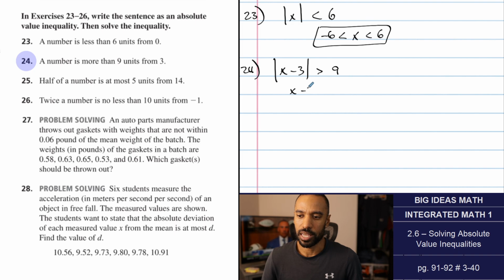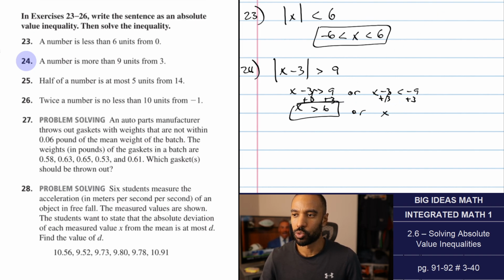But when we solve this thing, it's either x minus 3 is greater than 9, or x minus 3 is less than negative 9. So add 3, where this now says x is greater than 12, or x is less than negative 6.